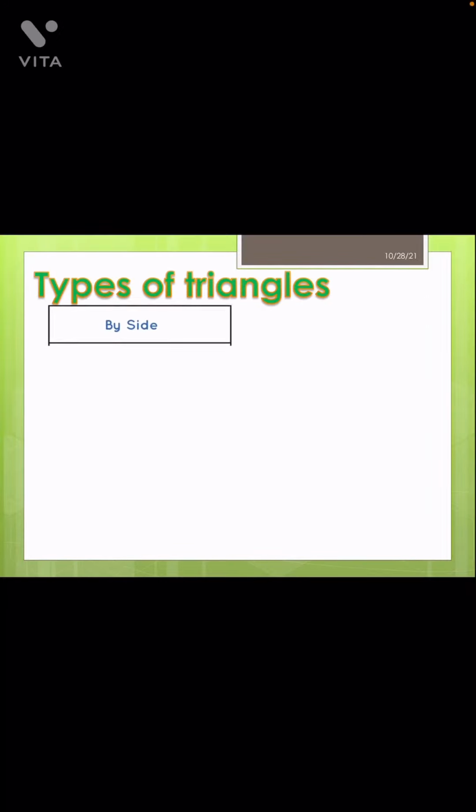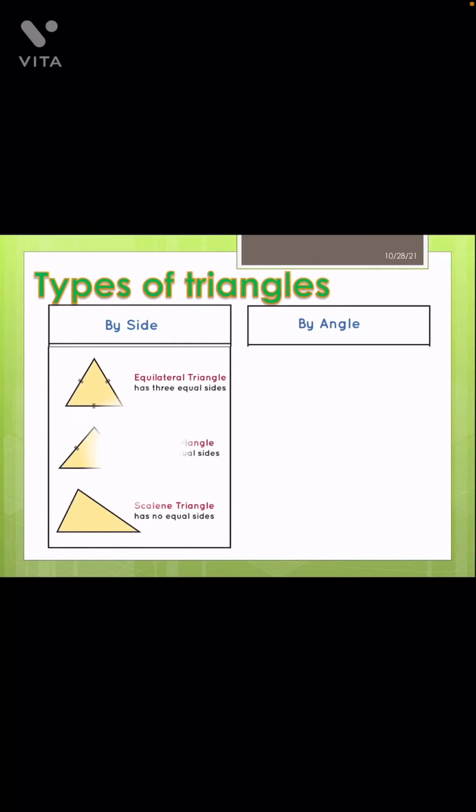We'll have a look at the types of triangles. We can classify triangles based on their sides and angles. By classifying based on the sides, we have three types of triangles. Equilateral triangles, which have three equal sides. Isosceles triangles have two equal sides, and the scalene triangle has no equal sides.